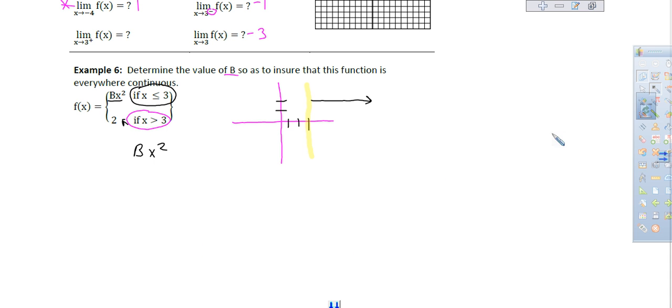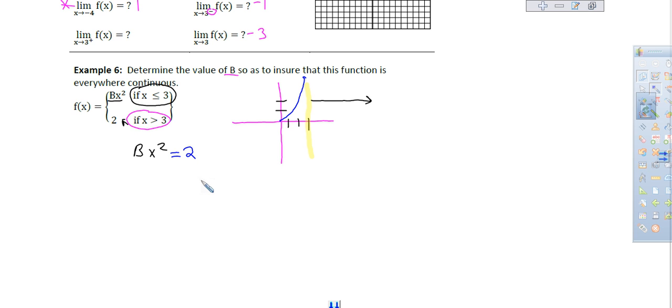So let me just sketch something that I'll eventually erase. If I had bx squared and it ended up not connecting at 2, so for instance, if it did something like this, when it got to 3 it was way up here at, say, maybe 5 or 6, then this would not be continuous. So we want the blue quadratic and the black linear line to meet up here. Well, where do they meet up? They meet up at 2, right?